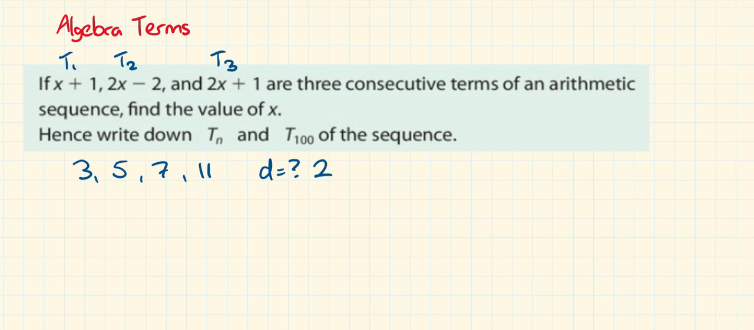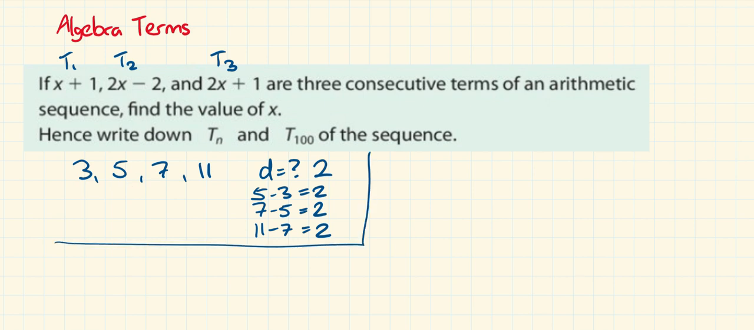It's going to be 2. But to find it, you can do 5 minus 3 equals 2. Or you can do 7 minus 5, that's equal to, or 11 minus 7, that's also equal to 2. So you take one term away from the one in front of it. So for example, you do 5 minus the one before it, 7 minus the one before it. Okay, so that's how you work out this.